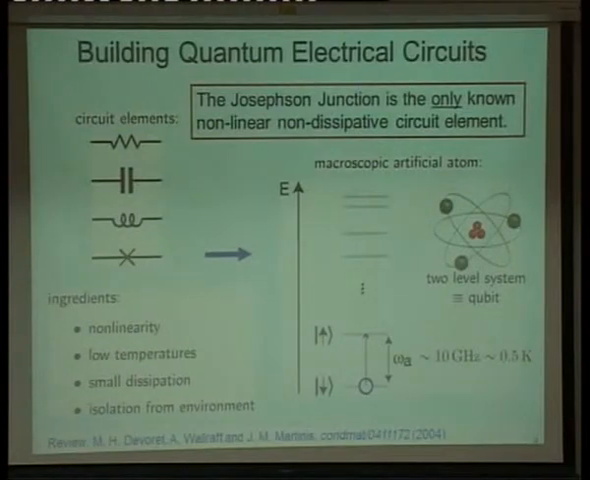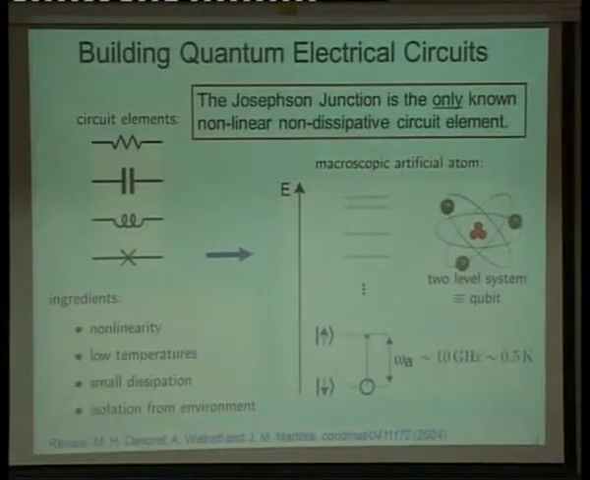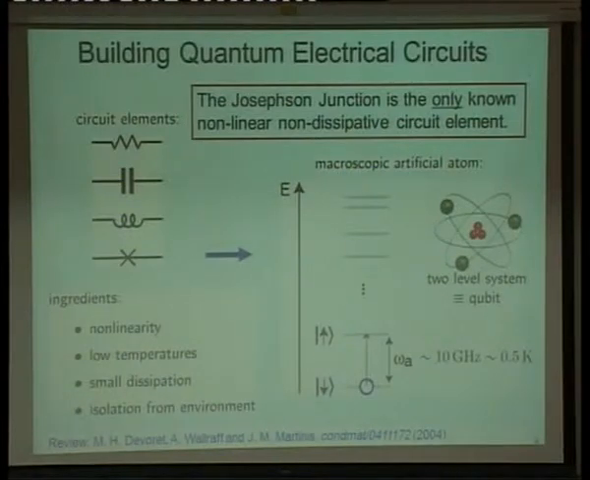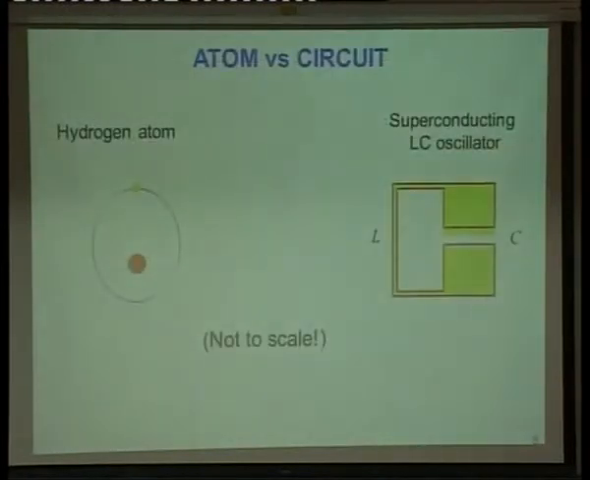Characteristic microwave frequencies will be, and atom transition frequencies will be 5 gigahertz. It's handy to remember that 21 gigahertz corresponds to 1 Kelvin. So you have to be much colder than that.